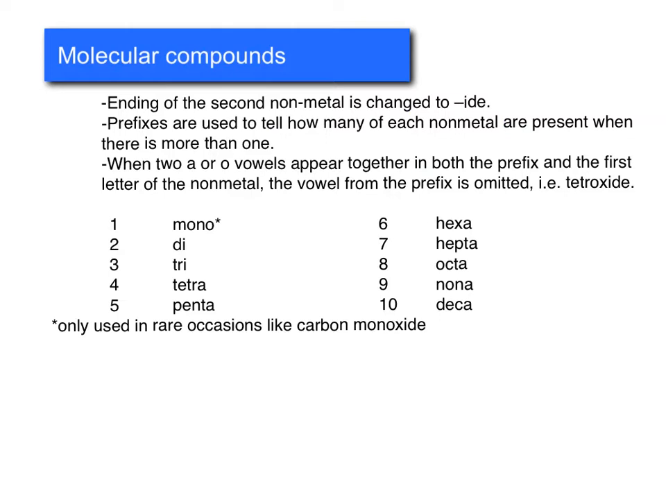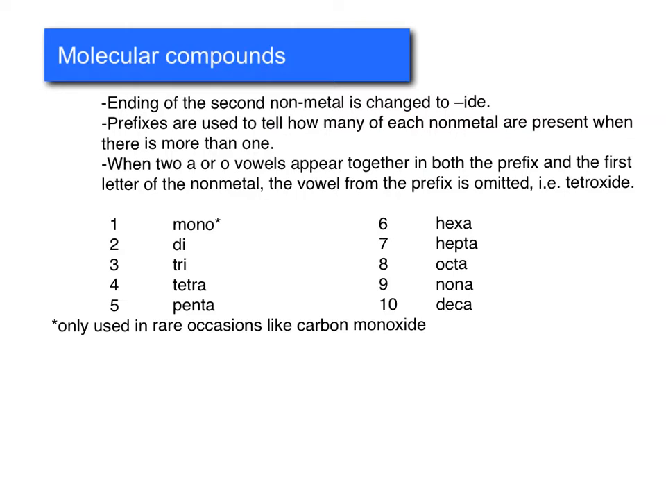Okay, so when we name these, we always change the name of the second nonmetal to have the "ide" ending, just like we did with ionic compounds. And then we use the prefixes to tell how many of each nonmetal are present. With molecular compounds, we don't have charges like we do with ionic ones, so there's nothing about the name that would imply how many there are. So we use a prefix to help us figure that out.